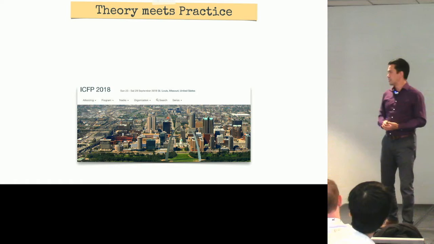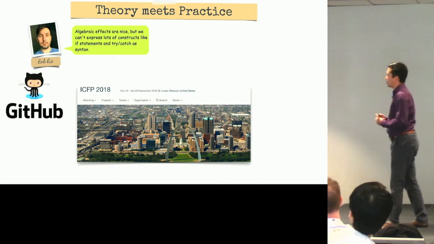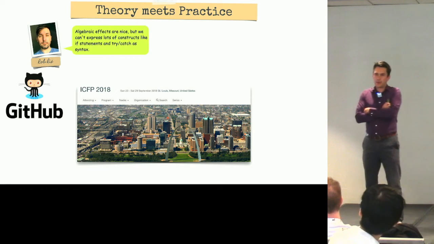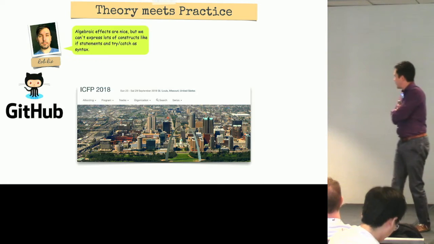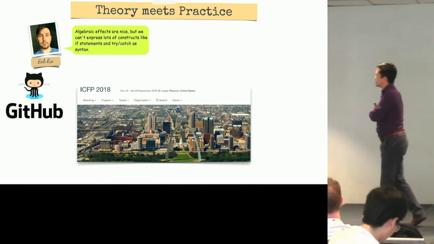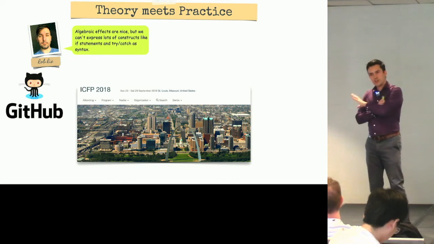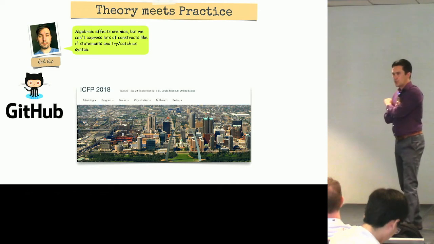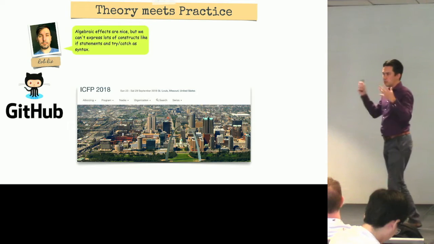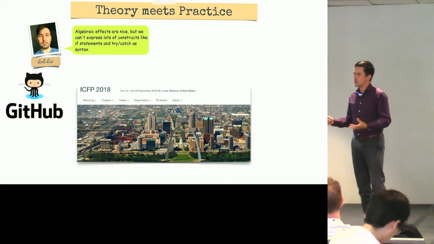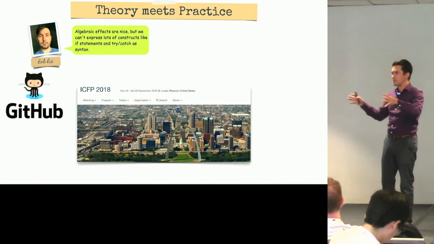ICFP has just finished, and this chap, Rob Rix, is sitting in the corridor hacking away, and I start talking to him. And he says, well, algebraic effects are really nice, but we can't express lots of constructs like if statements and try-catch syntax, and that's really troublesome. He's working at GitHub, and they want to do code analysis, and they want to have algebraic effects for every piece of syntax that you can imagine in every single language, so they don't have to re-implement everything for every different language.